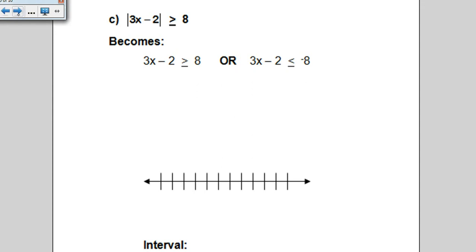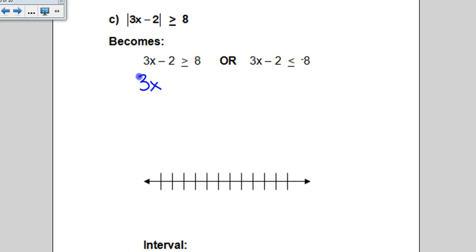Okay, the next problem is originally a greater than problem, which makes this an or. So we set up our two problems. 3x minus 2 is greater than or equal to 8, or, that was just the bars taken off, 3x minus 2 could also be less than or equal to -8. We flipped the sign and we negated the answer. Now notice we never change anything inside the bars. That always stays the same.